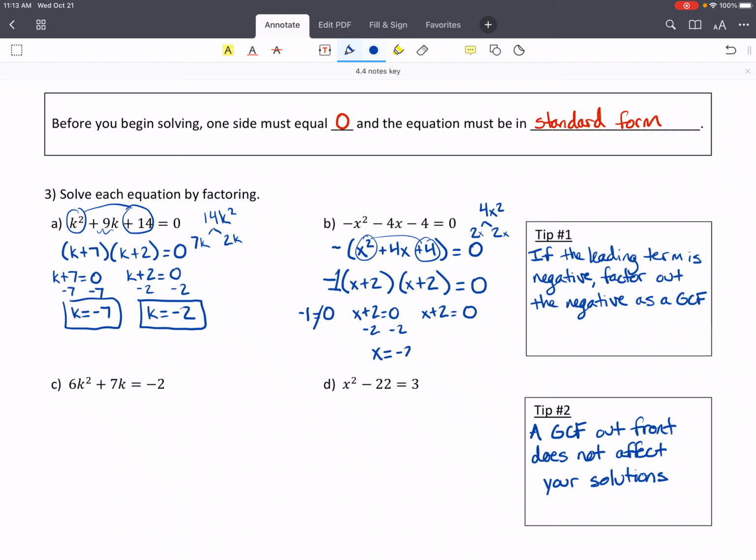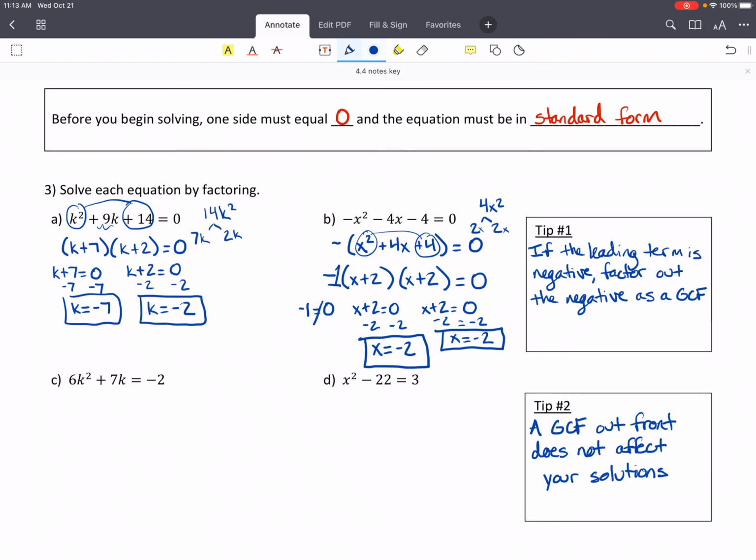So I get x equals -2, and another x equals -2. So they're the same answer. So you can just write it once, that would be okay in that situation.